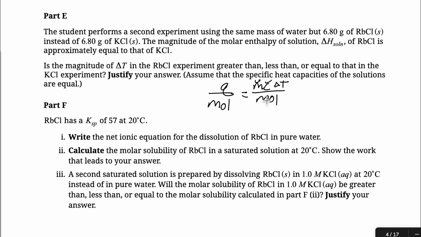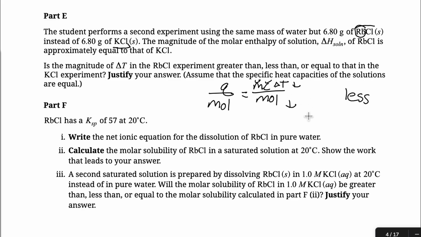We now have to consider moles. Originally, we had 6.8 grams of KCl, which gave us a certain amount of moles. Now we have 6.8 grams of this. This is much heavier because Rb is heavier than K if you look on your periodic table. Because this is heavier, it is going to have fewer moles. So if it has fewer moles but has the same delta H, that means the delta T value would have to decrease in this experiment. So it's less than.